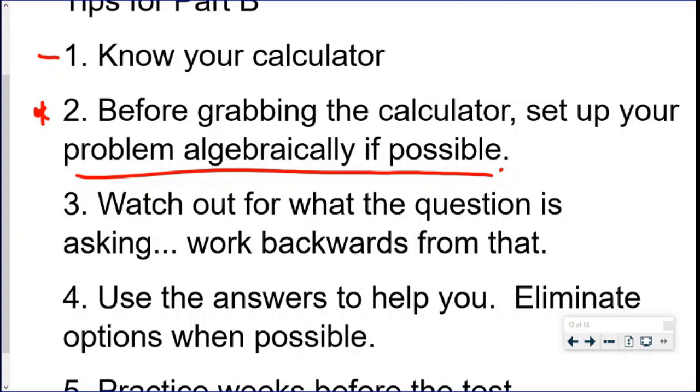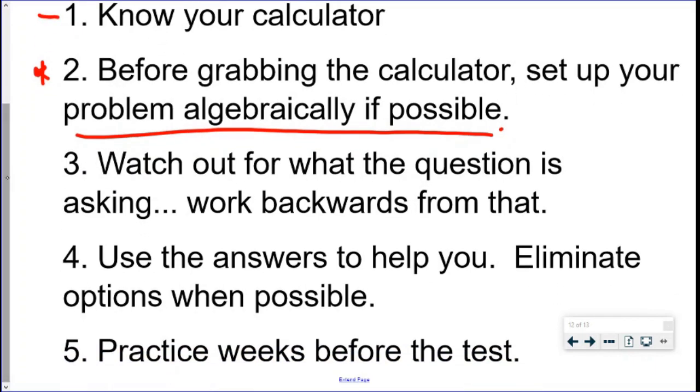Also, watch out for what the question is asking and work backwards from that. A lot of options on a part B are answers to parts of your problem, but not the final. So a lot of people will do some math and see their answer as one of the options and say that's the answer, even though they needed to go one step further. Okay. Also, a lot of people don't do this, but it really works with multiple choice tests. Use the answers to help you. You have 4 possible answers. If you're really stuck, eliminate some, and that might help you. Okay, work backwards from those answers sometimes.